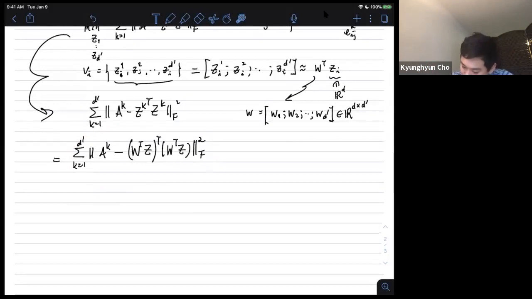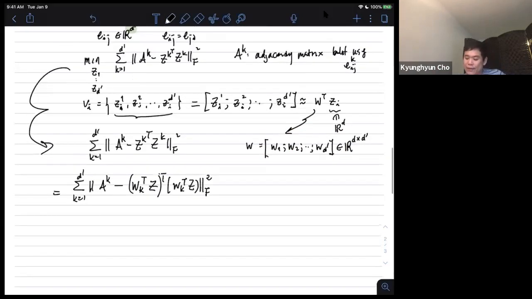Wait, hold on. I'm sorry, there is some mistake here. Let me actually rewrite this. The part of the Wayne matrix that we want to use for each relationship is a single column. So we take W_k, which is one of the columns in the Wayne matrix, transpose Z, right? And then the transpose of that multiplied with W_k transpose Z, and squared Frobenius norm.